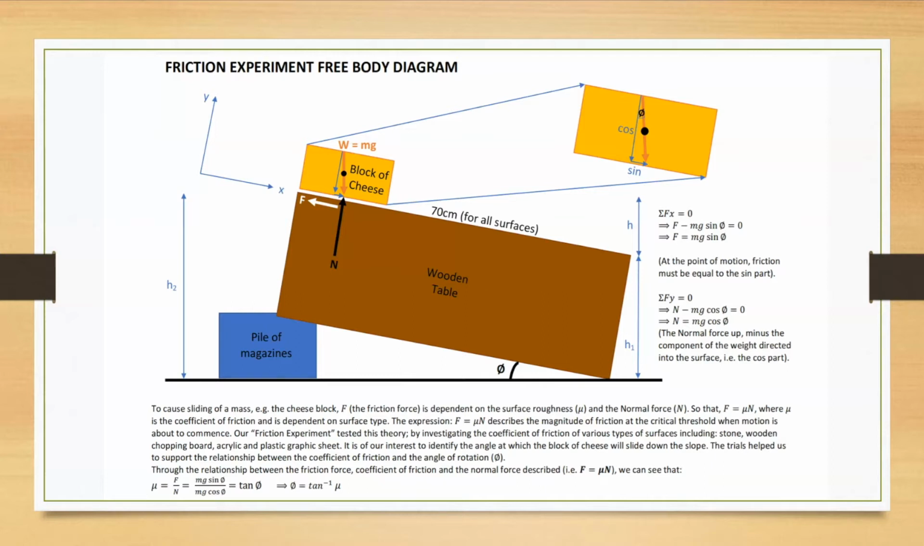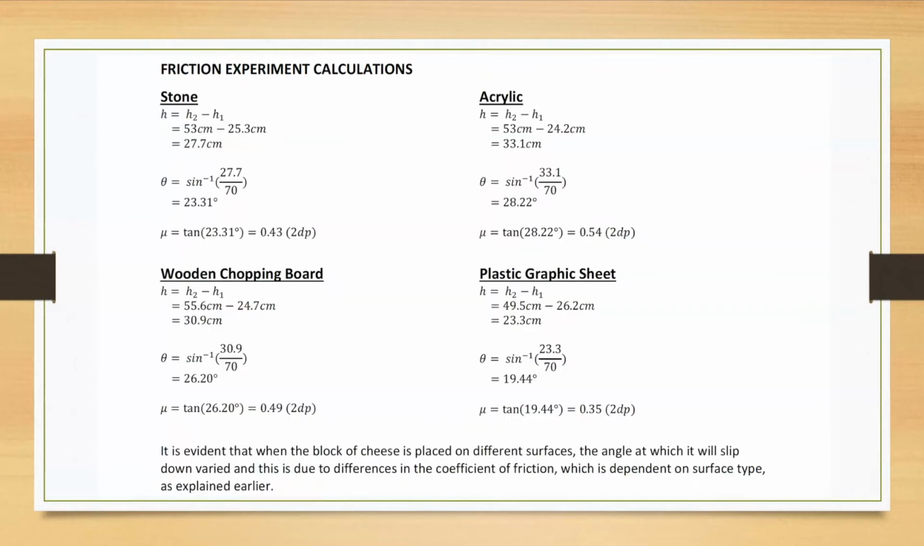Now, to cause sliding of the cheese block, the friction force is dependent on the roughness of the surface, therefore the coefficient of friction, and the normal force, so that we get the equation mu is equal to friction force over normal force. And when we substitute the sine and cos parts, we get that the angle is equal to the inverse of tan of mu. We can then use this equation to calculate the coefficient of friction of each of the surfaces. We firstly worked out what the angle of the slope is for each surface based on the measurements we took. Rearranging the relationship I described earlier, mu is simply equal to the tan of the angle, so that we can calculate the coefficient of friction of each surface type.